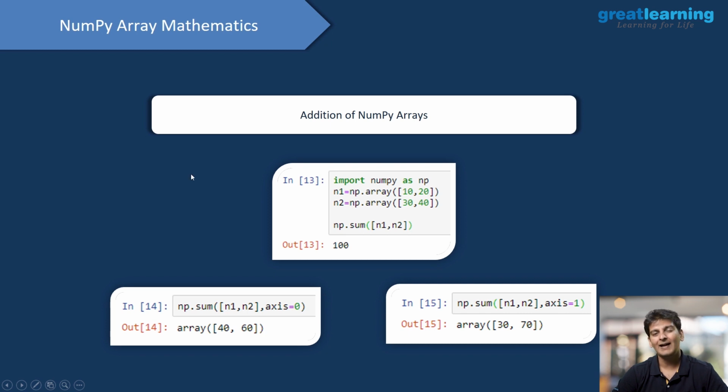Now, instead of axis equal to 0, when you set the axis equal to 1, you basically are doing horizontal addition. That is, you are summing up the values which are present in one individual NumPy array. So here, 10 plus 20 becomes 30, and that is what you have. And over here, when you add 30 plus 40, it becomes 70. All right. So let's go to Jupyter Notebook and perform these methods.